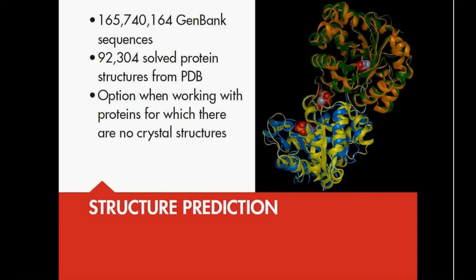Now, if we just take a look at these numbers for known sequence entries in GenBank, and then compare them to the number of known protein structures in PDB, we can clearly see a huge discrepancy between these two different data points here. Protein structure prediction programs are so important because they allow us to work with proteins that cannot be or have not yet been crystallized.